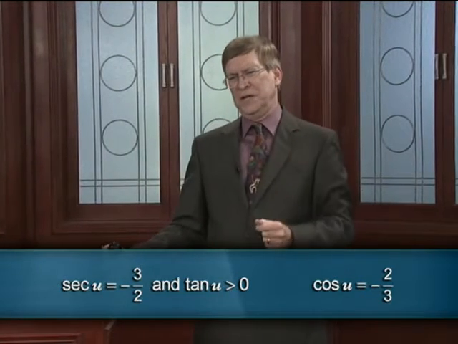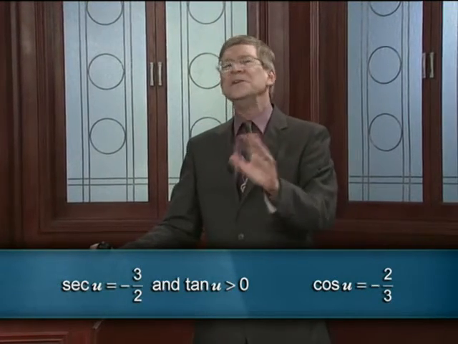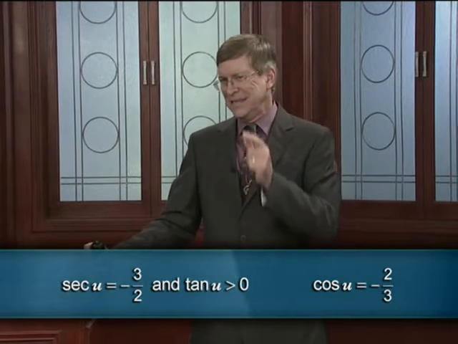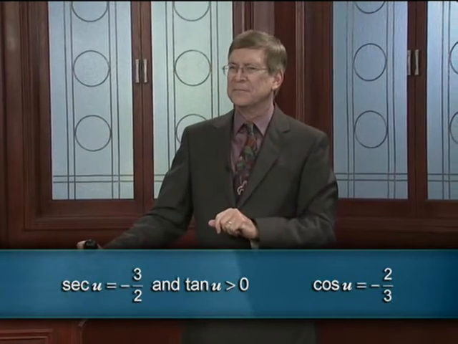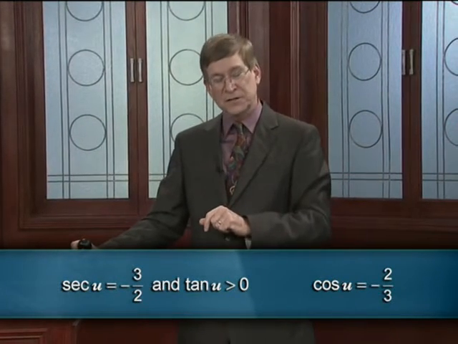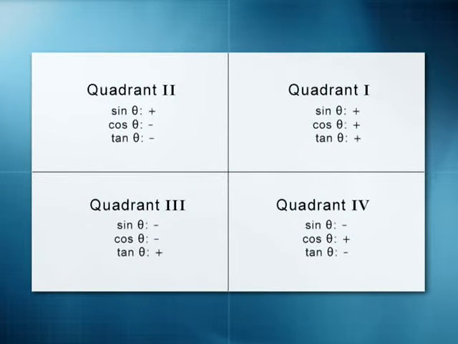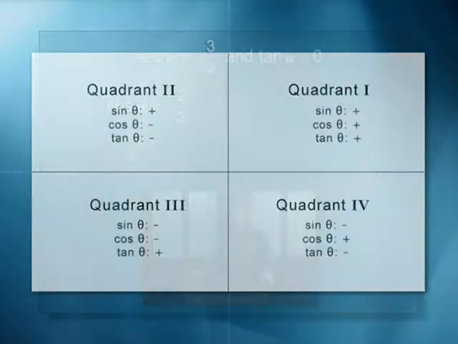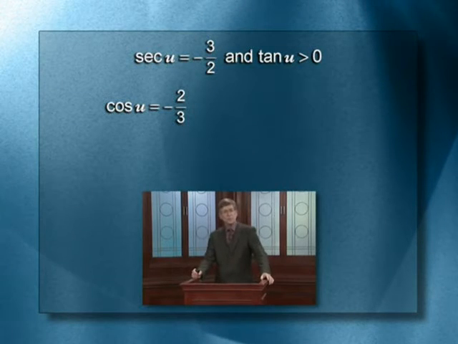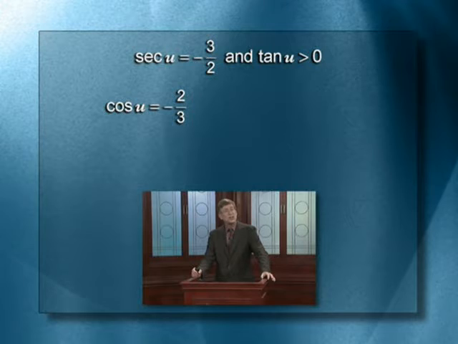What quadrant are we in here? Where is the angle u? Its cosine is negative, and its tangent is positive. Where could u be? Right, it's in the third quadrant. That's where cosine and sine are negative, but tangent is positive. That'll be helpful in a moment. Okay, so cosine's -2/3. How can we find sine?